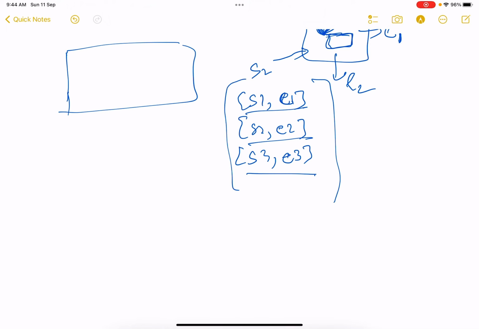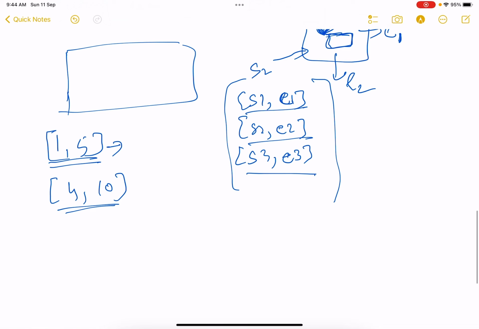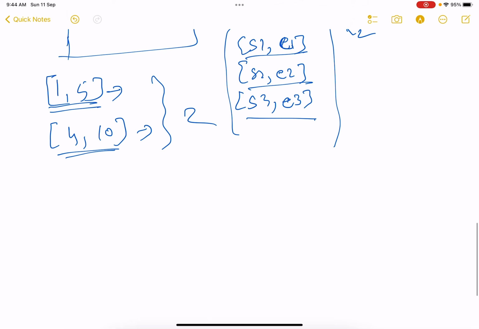Now what do we mean by that? Suppose the first meeting happens from 1 to 5, and the second meeting happens from 4 to 10. Obviously these two meetings are intersecting, so we need two separate rooms for these two meetings. So a minimum of 2 meeting rooms are required in this case.